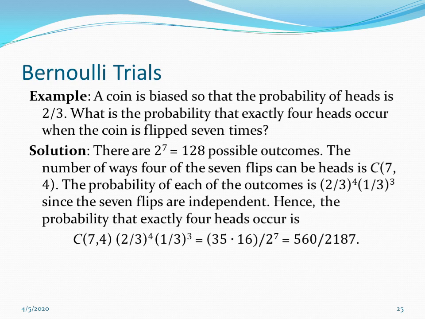Now, the 7 flips are independent. For the probability that exactly 4 heads occur, you count the number of ways you can get exactly 4 heads, times the probability of each of these outcomes, which is 2 over 3 to the power 4 times 1 over 3 to the power 3. This probability will be 560 divided by 2187.